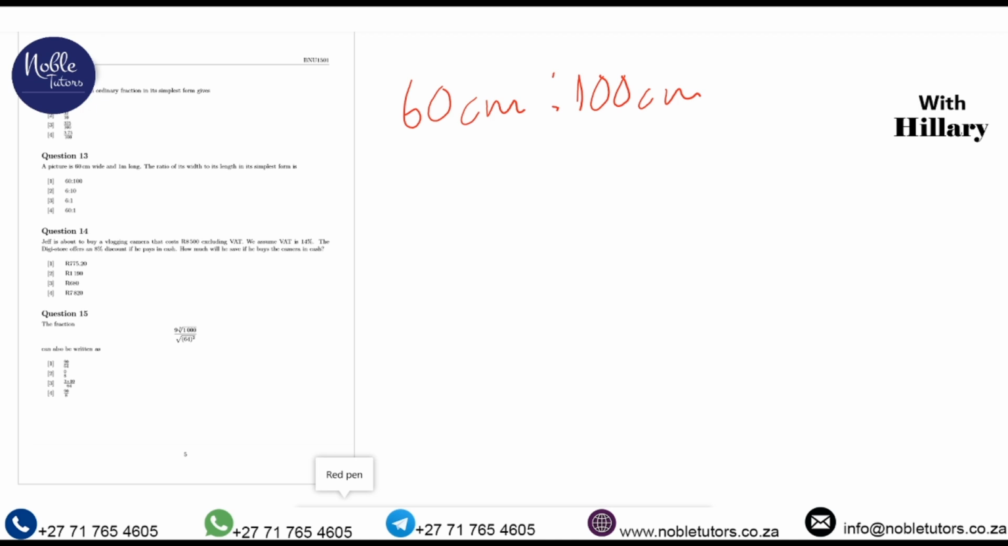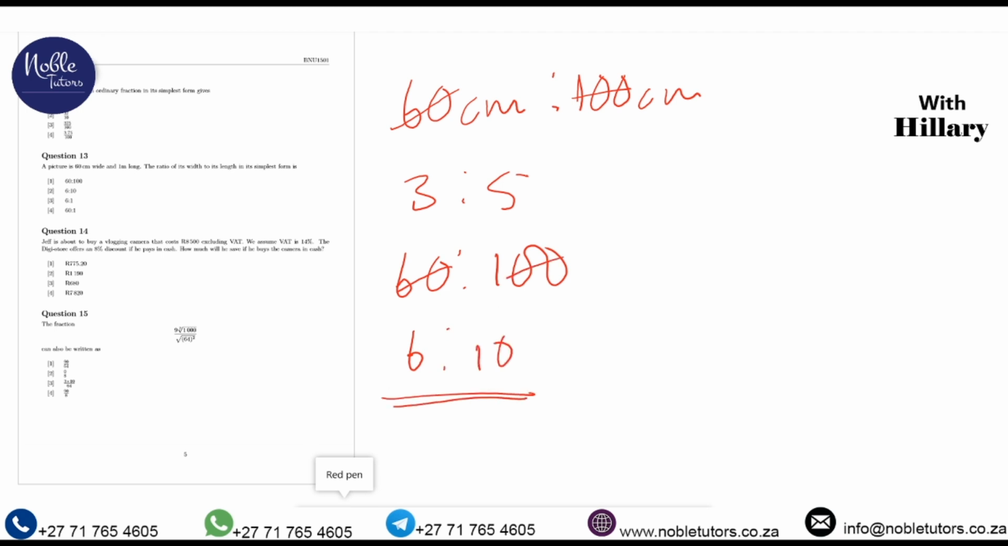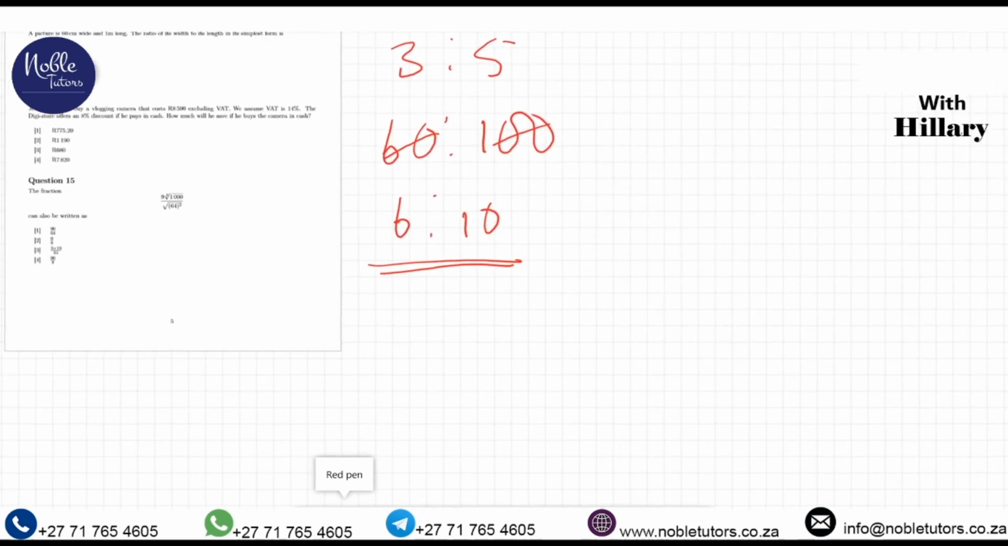Because if you use 20, we can say 20 into 60 is 3, and into 100 is 5. But we don't have that on our ratios here. But if you use 10, we can now say 60 to 100. So 10 into 60 is 6, into 100 is 10, which is the answer that we get.